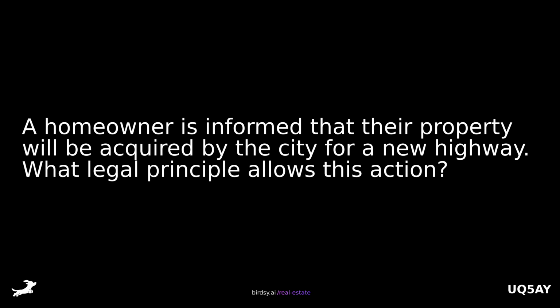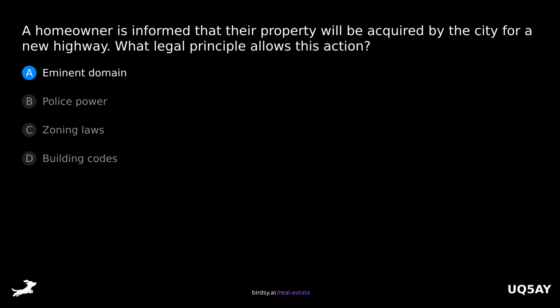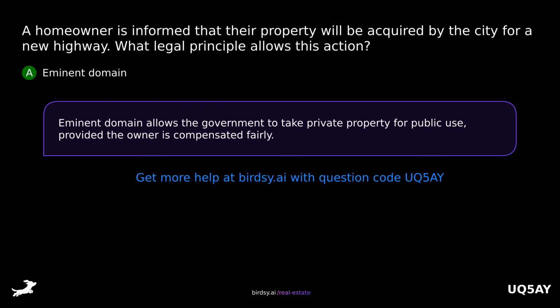A homeowner is informed that their property will be acquired by the city for a new highway. What legal principle allows this action? Is it A, eminent domain, B, police power, C, zoning laws, or D, building codes? The answer is A, eminent domain. Eminent domain allows the government to take private property for public use, provided the owner is compensated fairly.